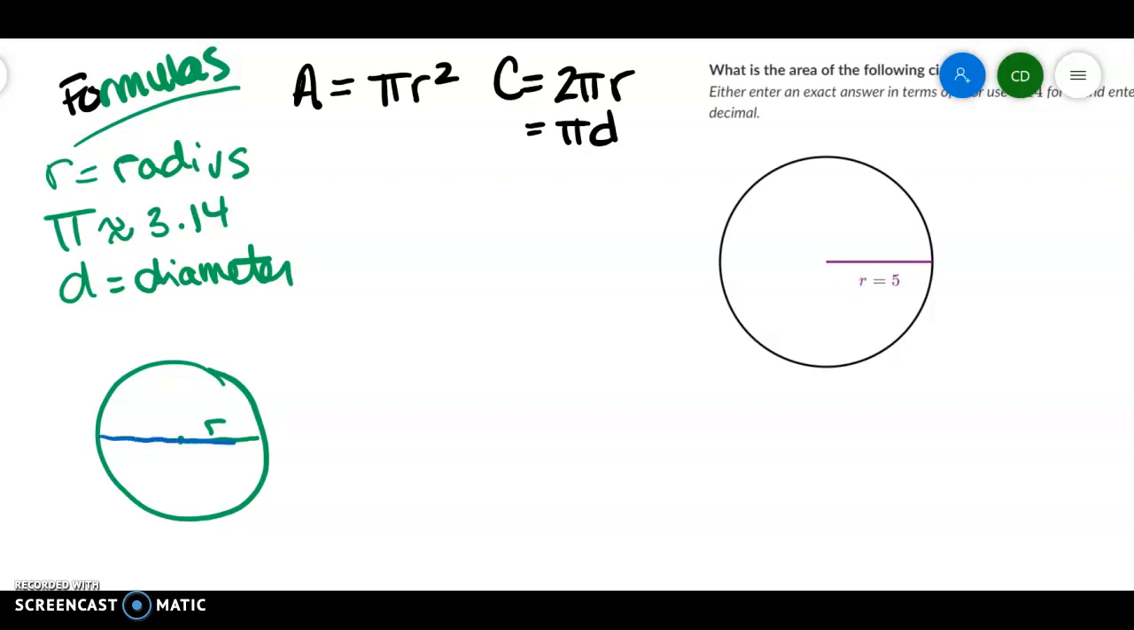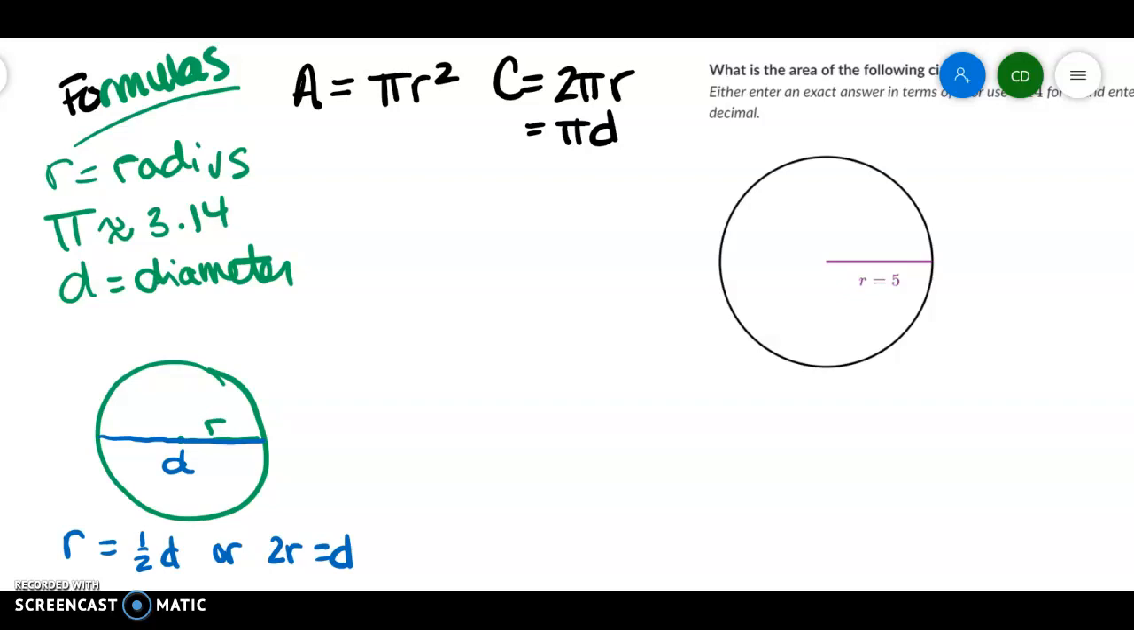The diameter is the length from one point on the circle to another point on the circle that passes through the center. So the radius is half the diameter, or 2 radii will make the diameter. Okay?